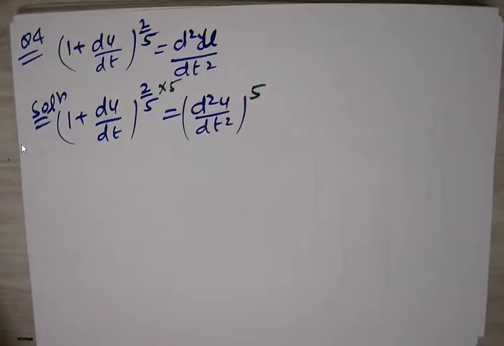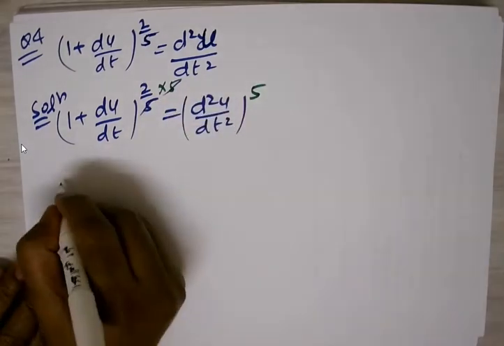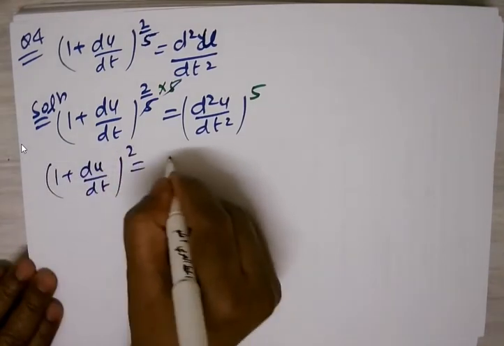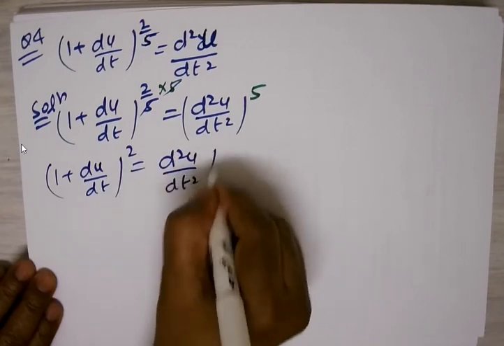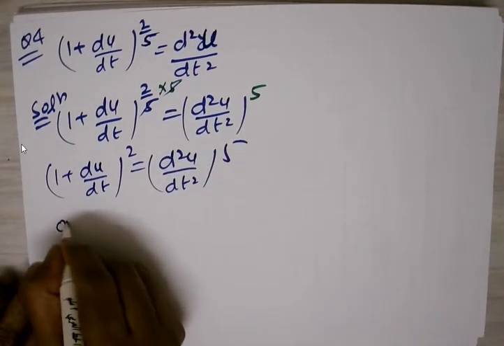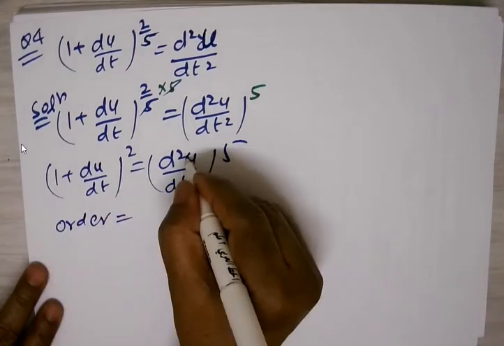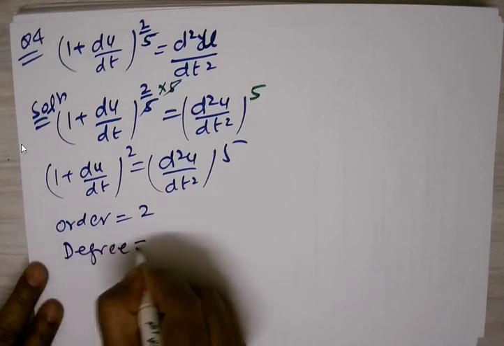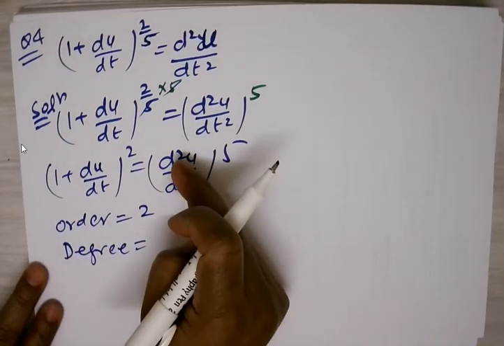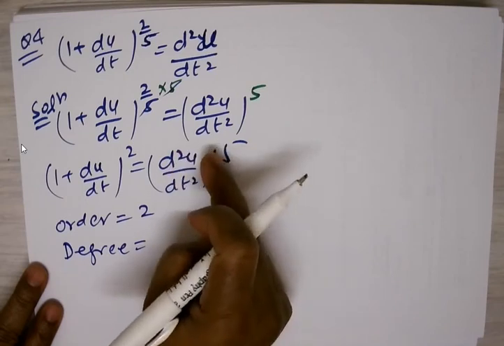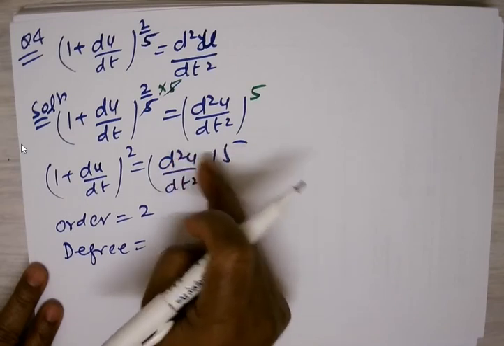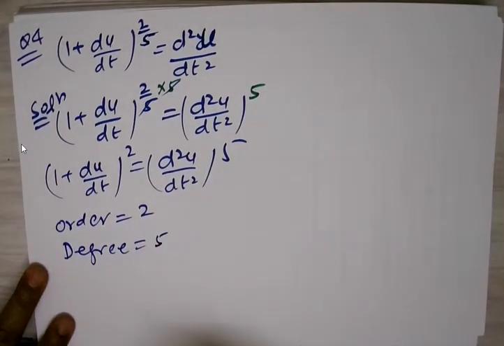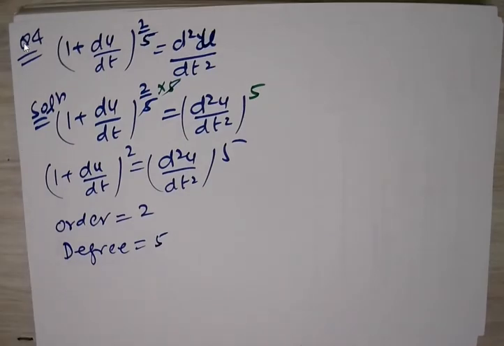When you multiply, this and this cancel. So it comes as 1 plus (du/dt) power 2 is equal to (d²u/dt²) power 5. Now simply we can write the order. Maximum order is 2 here, so order is 2, and degree is the power of the maximum order derivative. So this is the answer of that question. Hopefully you understand this one also.